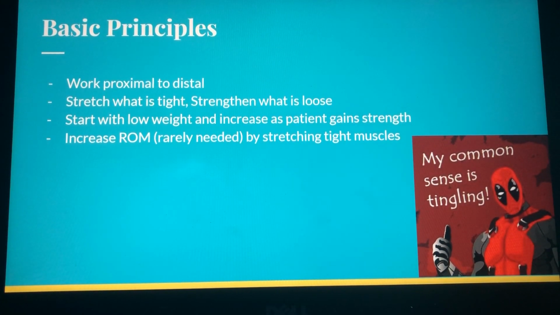The basic principles when rehabbing scapular dyskinesis are to work proximal to distal, stretch what is tight, strengthen what is loose, start with low weight and increase as the patient gains strength, and increase range of motion, which is rarely needed because with the scapula there's not much inhibition of the range of motion.